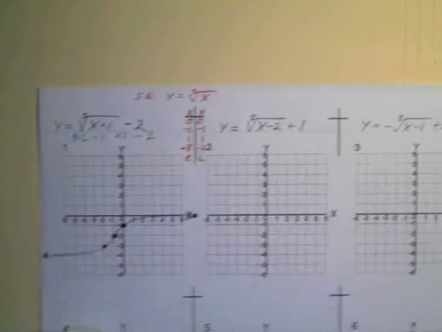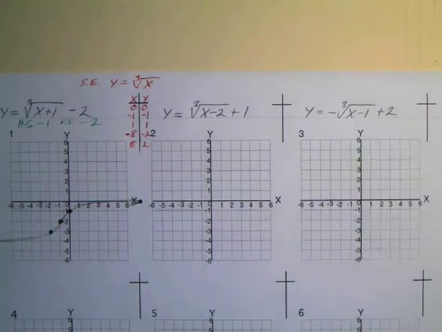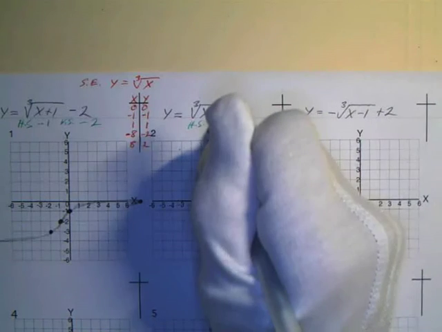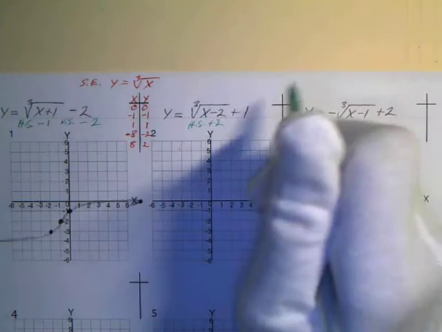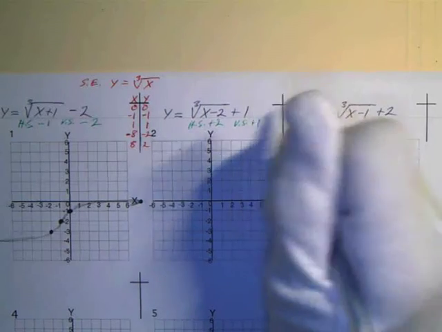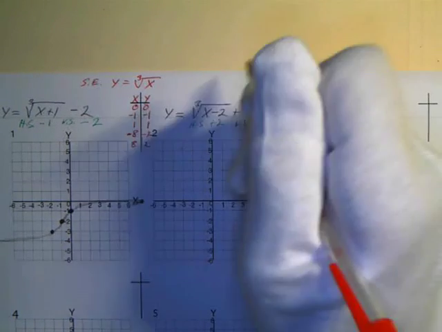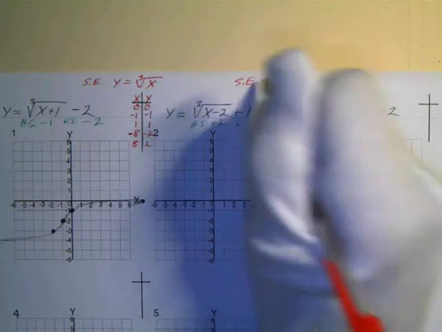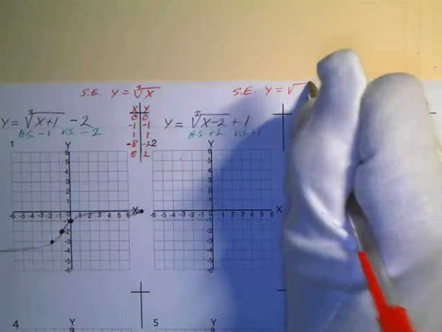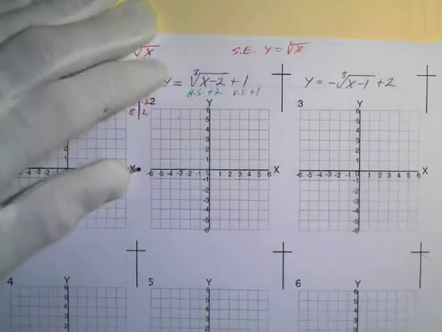Okay, let's try another one. Over here, my horizontal shift is opposite sign, so my horizontal shift will be +2, and my vertical shift will be +1. And my shape equation is the same. Cube root of x.